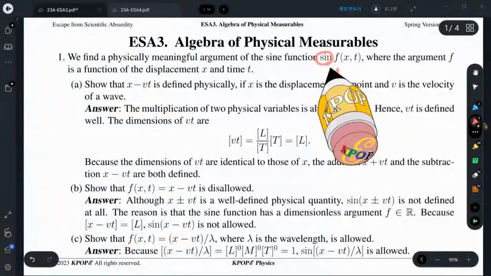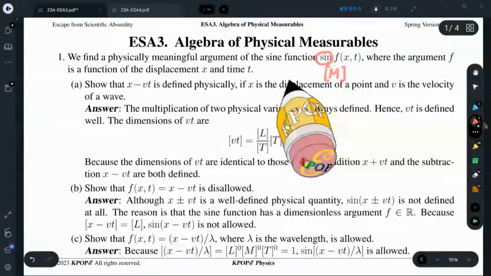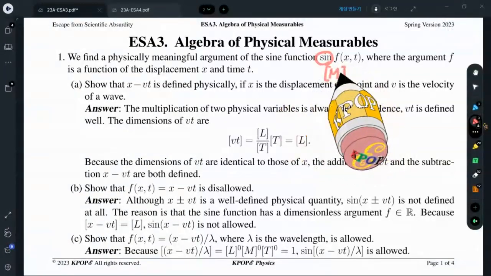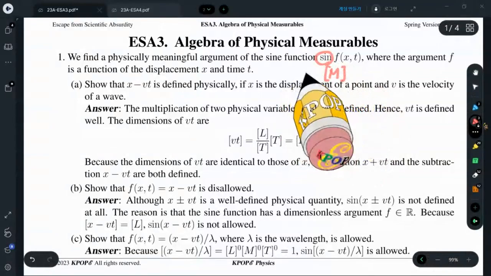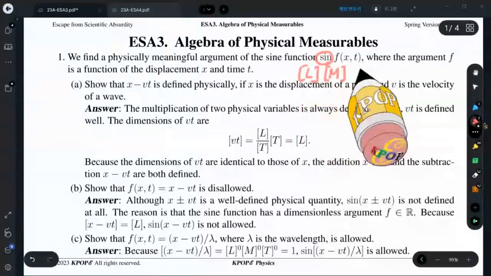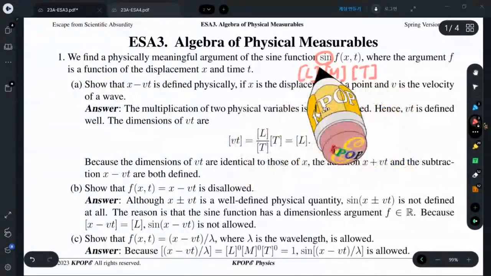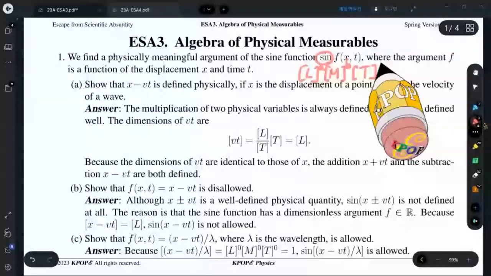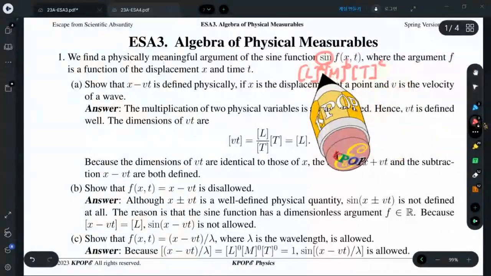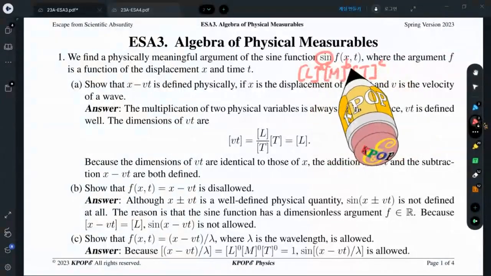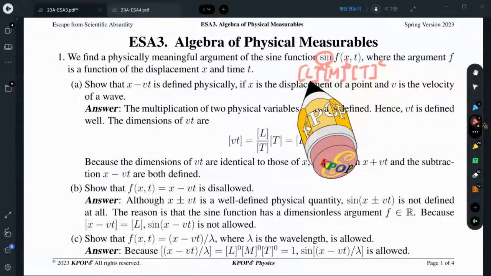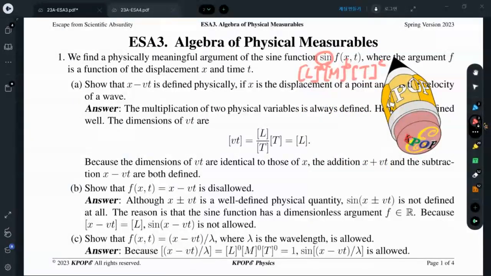mass, length, and time. We use the bracket to denote it as a physical dimension. And there are some powers. So we need to know three powers of this length, mass, and time.